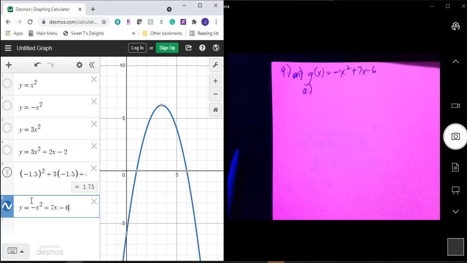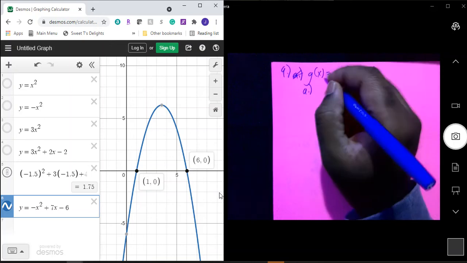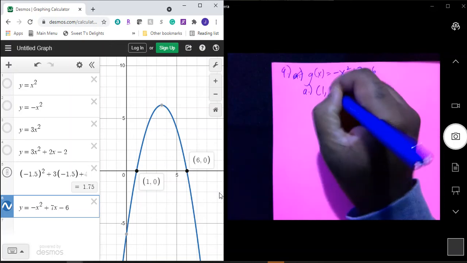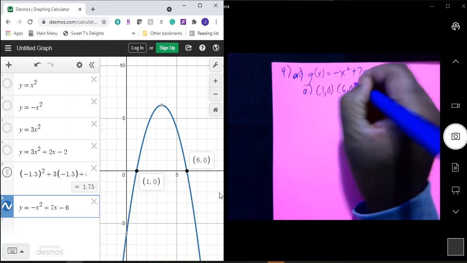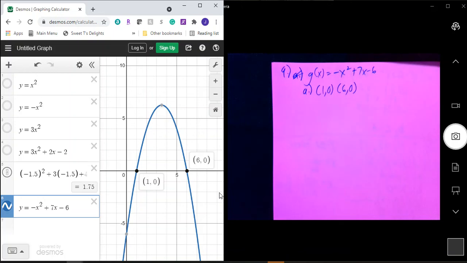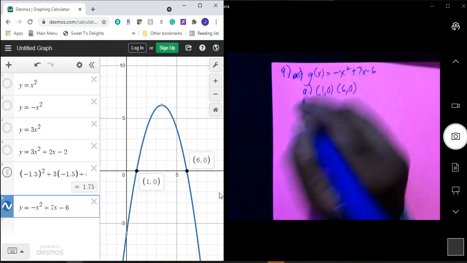Okay, now we want the x-intercepts. Now the x-intercepts is when y is 0. So it's here at 1, 0, and it's here at 6, 0. So those are x-intercepts. So we have 1, 0 and 6, 0. And we know the x-intercept also is when it hits the x-axis.